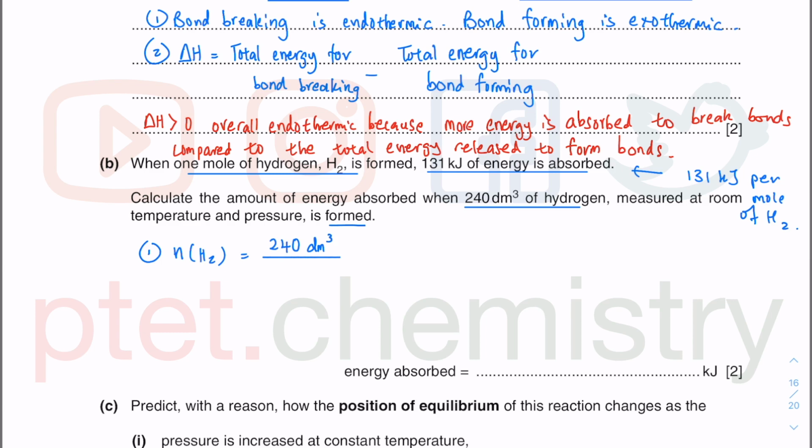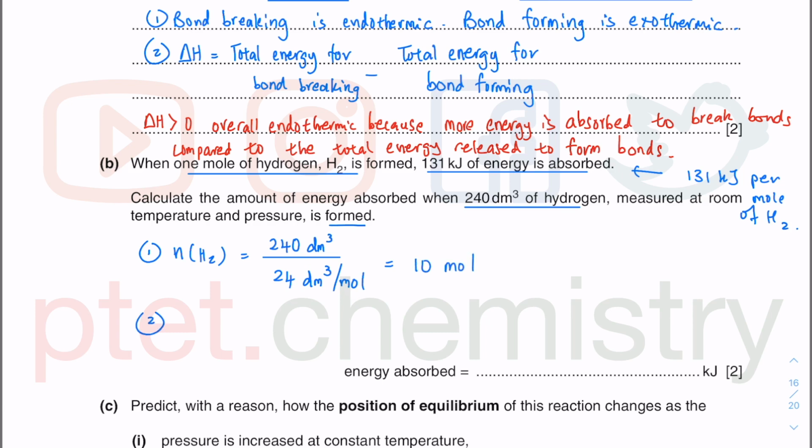And in your periodic table at the bottom, you have the molar volume of gas at room temperature and pressure. It's stated that 1 mole of any gas occupies 24 dm cube volume at room temperature and pressure. So volume of gas in dm cube divided by molar volume of gas in dm cube per mole. 240 divided by 24, that is going to give you 10 mole of hydrogen gas.